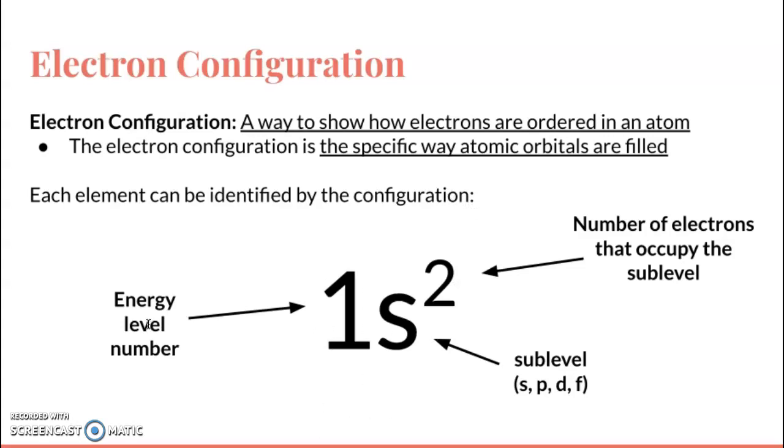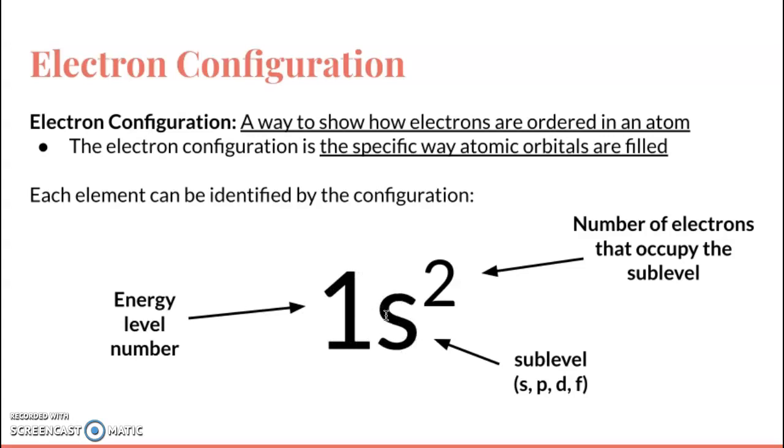The big number 1 tells me what energy level I am in, okay? Whether it's 1, 2, 3, or 4, right? Those circles from the nucleus moving out. My S tells me what sublevel I'm in, so whether it's S, P, D, or F. And the 2 exponent tells me the number of electrons that occupy this sublevel. Okay, so this is saying I'm in my first energy level, okay?